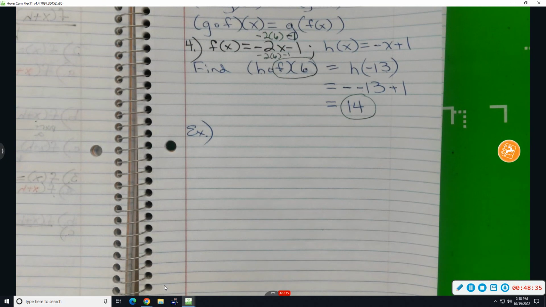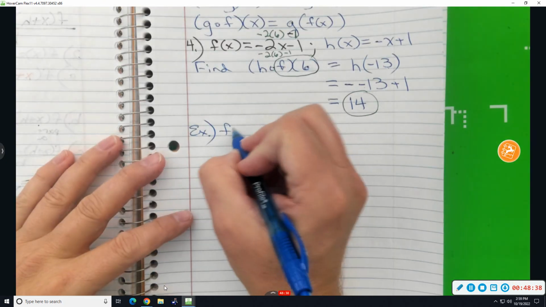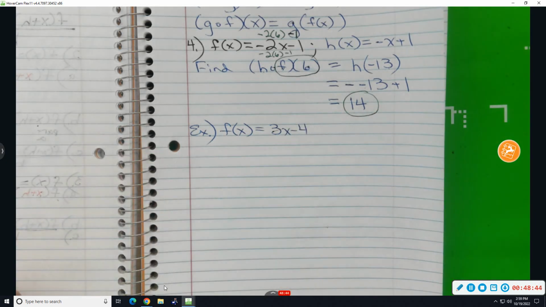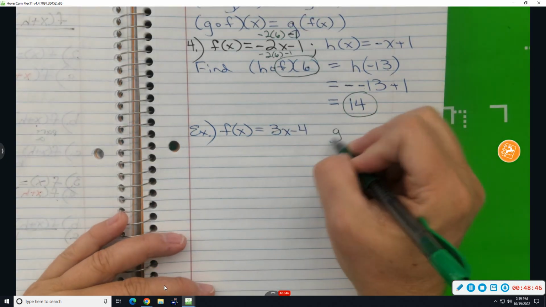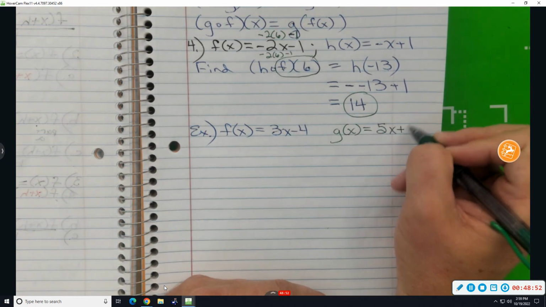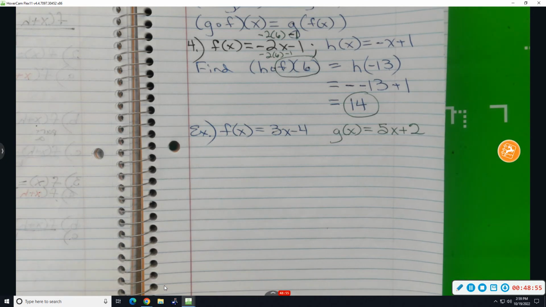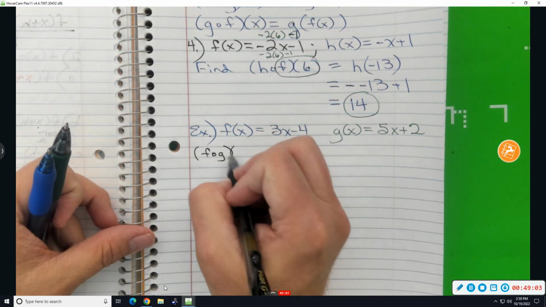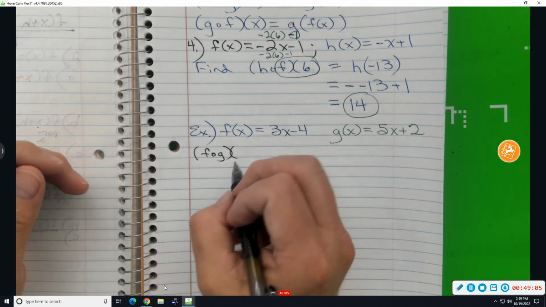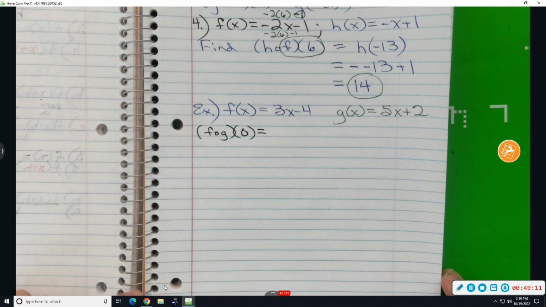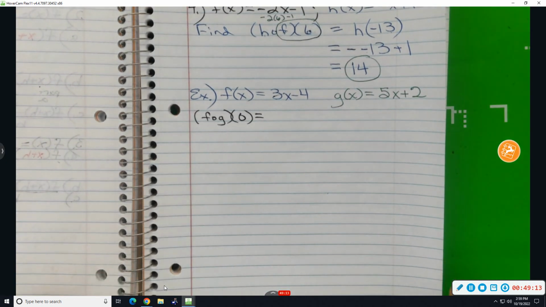Okay. Let's say we have f of x is equal to 3x minus 4. And let's say g of x is equal to 5x plus 2. And suppose they asked us to find f composed with g at 0. They want us to find f composed with g of 0.